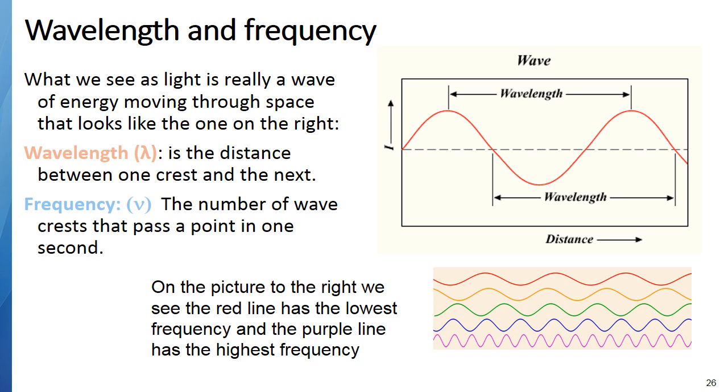Frequency is defined as the number of wave crests that pass a point in 1 second. So if you look at the bottom picture, if you assume that the distance is maybe 1 second, how many waves pass us in 1 second? You can see that the red is approximately 3.5, the orange is maybe 4.5, the green is about 6 crests that pass, the blue is more than that, and of course the purple is more than that. And so frequency is just how many crests pass through a point per second.